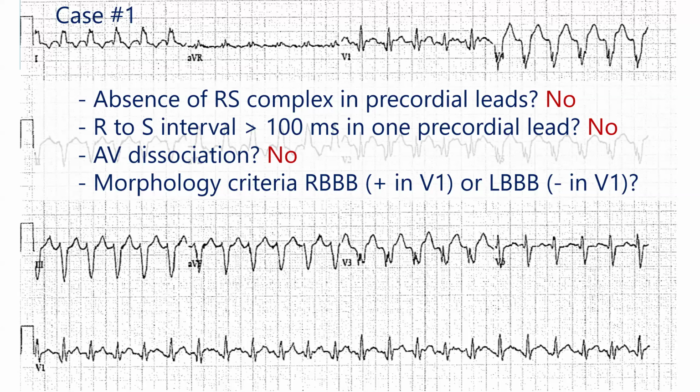How about morphology criteria, meaning a clear right bundle branch morphology in V1 or a clear left bundle branch morphology? And once again, we can take a look at V1 and V6, both of which are visible here. And in V1, you're seeing a QRS complex. We're not seeing a clear right bundle branch block pattern here, right?